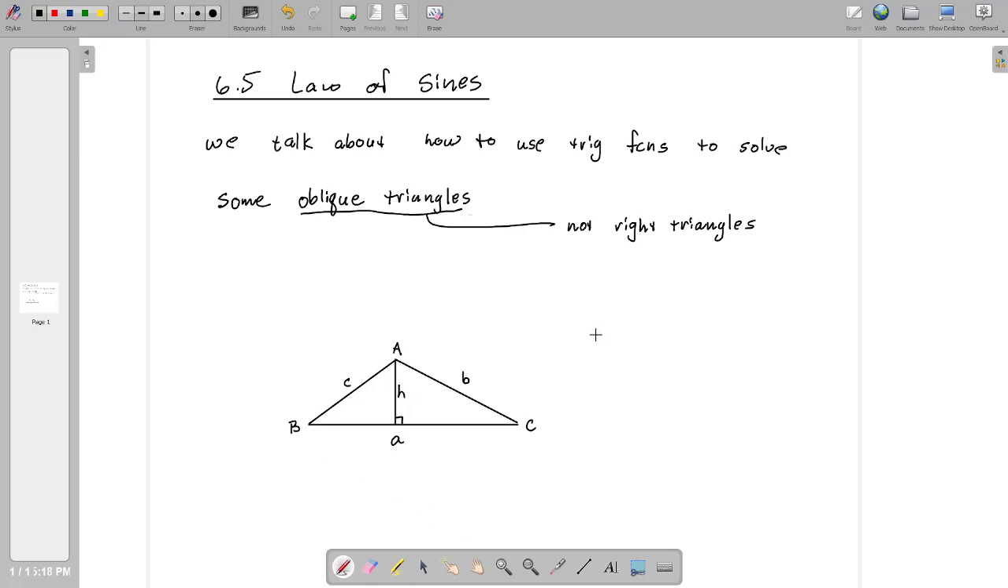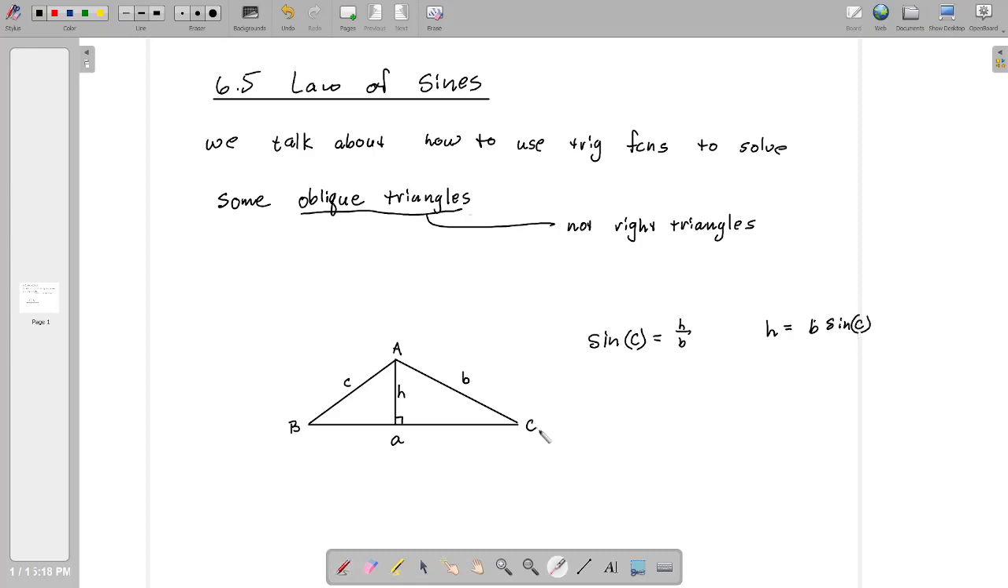Now remember, in a right triangle, sine of an angle, call it sine of angle C, is going to be the opposite over the hypotenuse. Now we have a right triangle here, so sine of angle C will be the opposite, h, divided by b. Okay. Now if we multiply b over, we would have h is equal to b times sine of C.